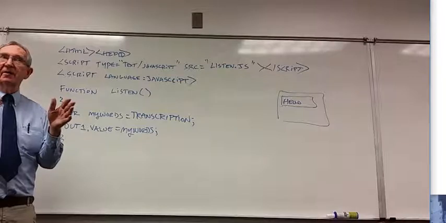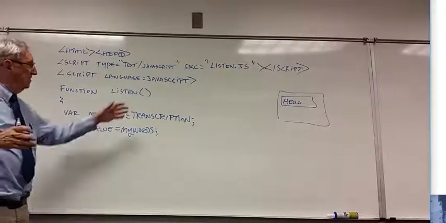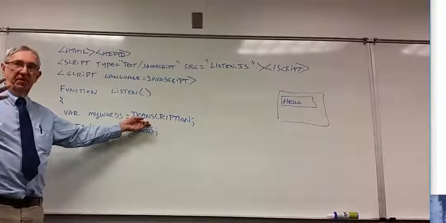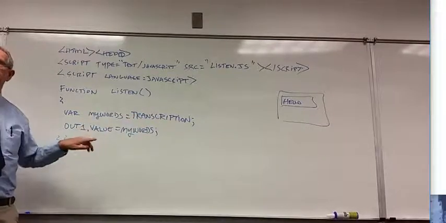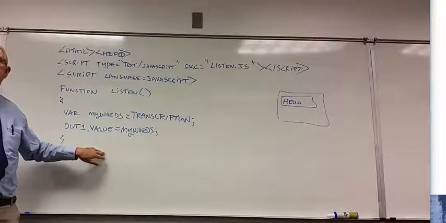So therefore, you don't want to get into conflict with them. So what happens is, I grab their transcription, I grab what they have so far, bring it into my variable, then I can start doing stuff with it. Because it's in my variable now, and it ain't going to affect them at all.